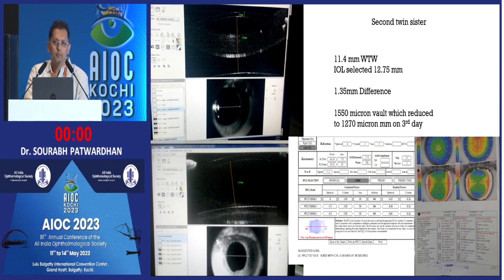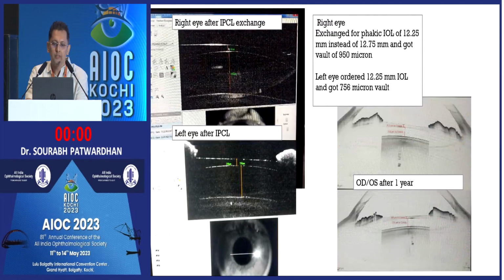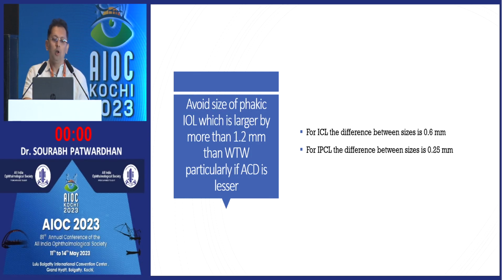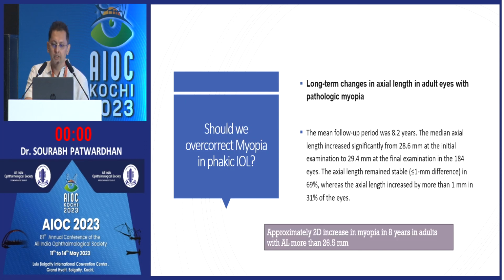But for the other sister, 11.4 was the white to white which was measured, and we went for a higher size, 1.35 millimeter difference, and we landed with very high vault which I had to replace. So I went for a 0.5 millimeter smaller phakic IOL, and as the rule, 200 to 300 micron vault was reduced. So always avoid phakic IOL larger than 1.2 millimeter. Otherwise, you have to think a lot whether you want to go for that or not. Now there is an advantage with IPCL because the difference in sizes is just 0.25 millimeter. So you have a lot of things you can vary.